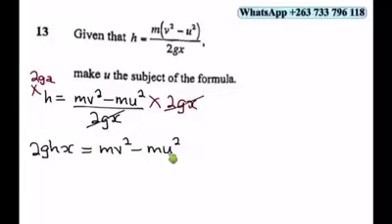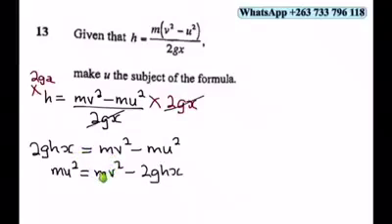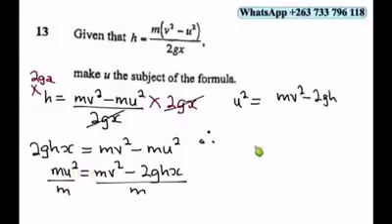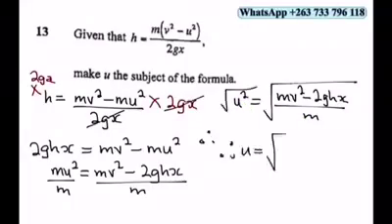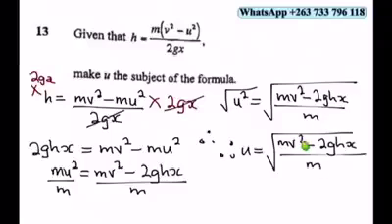Since we want to make u the subject of the formula, we take this to the left side. So mu squared is equal to mv squared minus 2ghx. I've taken this from the left to the right. Therefore, I will divide by m both sides, so that I'm left with the u squared. u squared is equal to mv squared minus 2ghx over m. To find u, we put a square root. Therefore, u will be the root of mv squared minus 2ghx over m. So this will be our subject of formula. u will be the subject of formula.